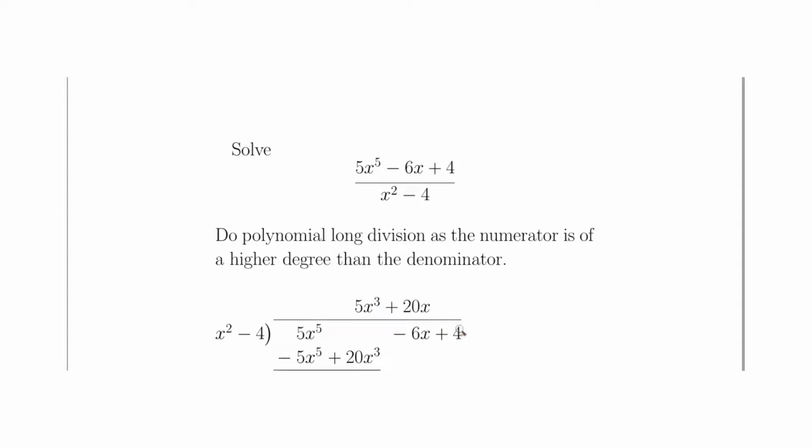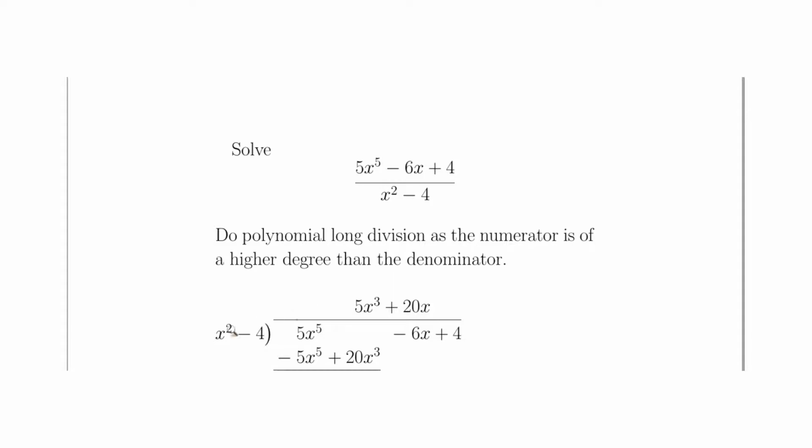We don't worry about the minus 6x plus 4 and the minus 4 here, we just leave that for the moment. So now this is our result, 5x cubed. Now we multiply this 5x cubed by all the terms in our denominator. So 5x cubed times x squared minus 4 gives us our 5x to the 5 and our 20x cubed. So minus 4 times 5 is minus 20x cubed. You see here that the signs are flipped.